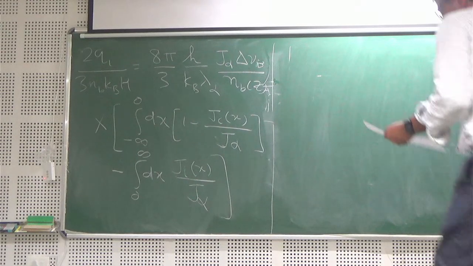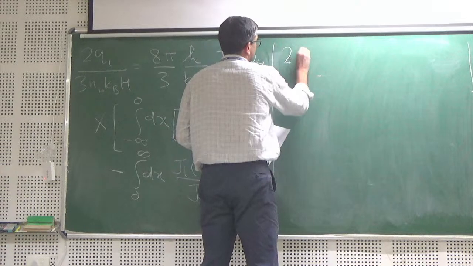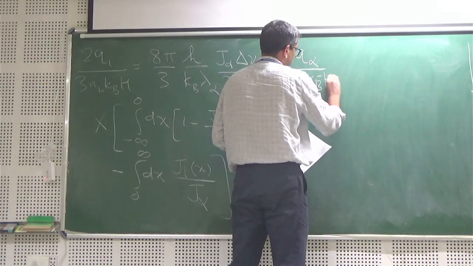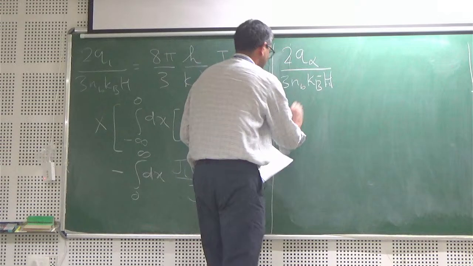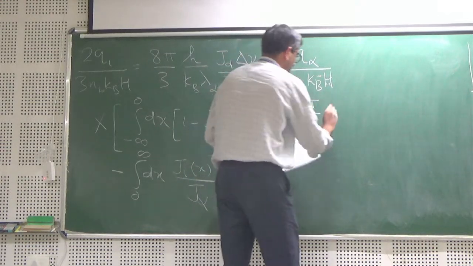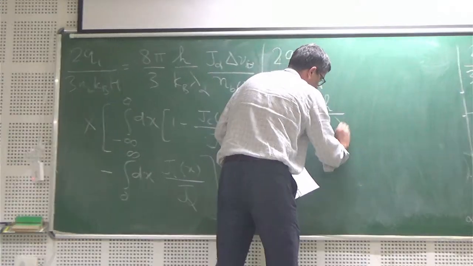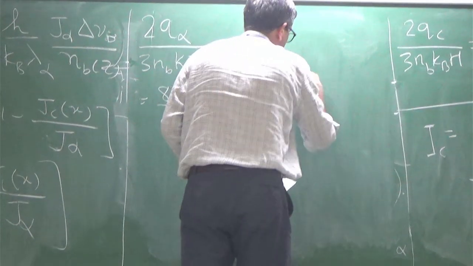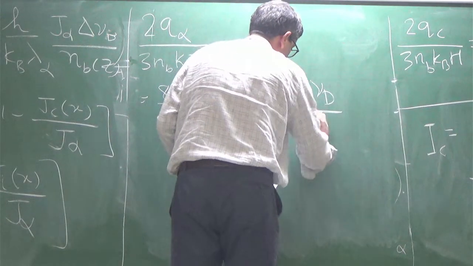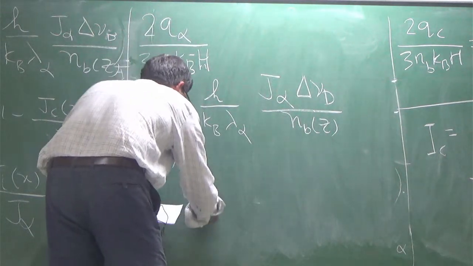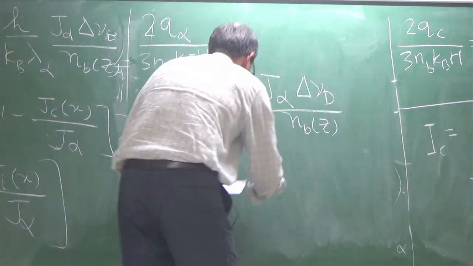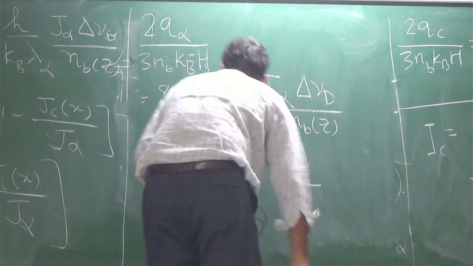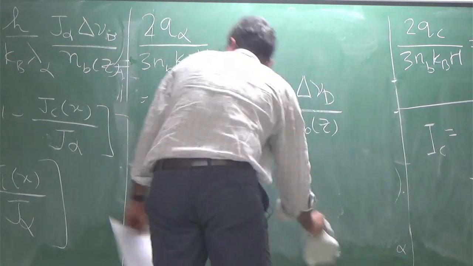So we now have the total heating rate 2Q alpha by 3 nk. The undistorted spectrum J alpha is the IC. Then okay, let me just not write all the shape terms here, but then there are these terms.